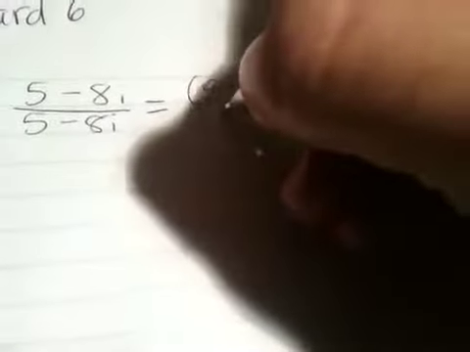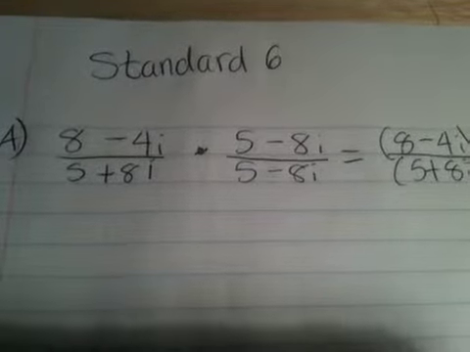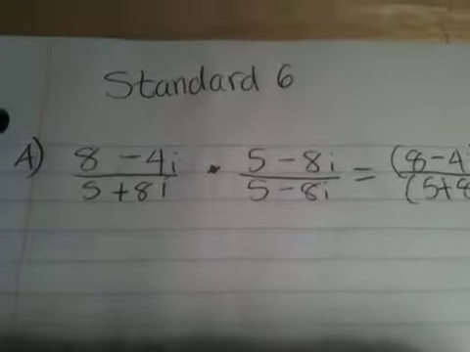So what we get from this is 8 minus 4i times 5 minus 8i. See how I got that? I multiplied that out right there. Down below, we just multiply it out: 5 plus 8i times 5 minus 8i. We're still multiplying these out because of the complex conjugate, to simplify.